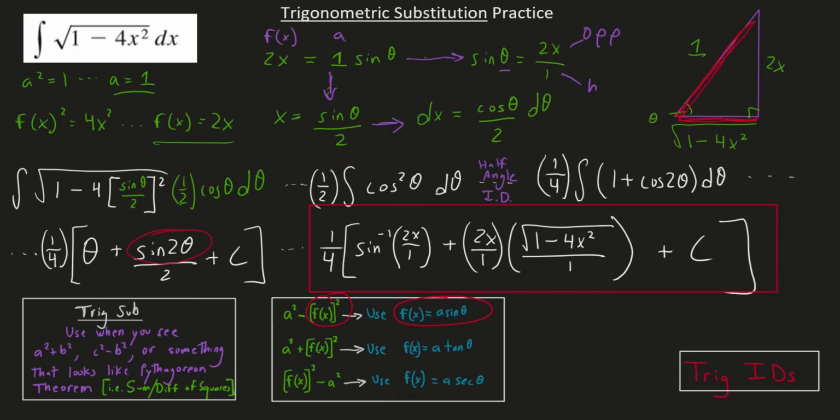And don't forget those trig identities. We used the half angle identity right here, and we used the double angle identity right here with the sine of 2 theta. So just always be looking for those. If you have those memorized, they'll really pop out to you when you see them.